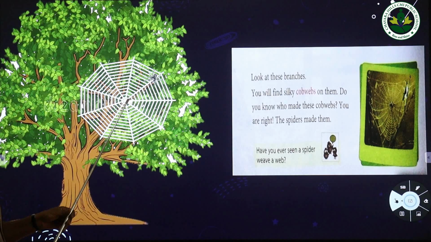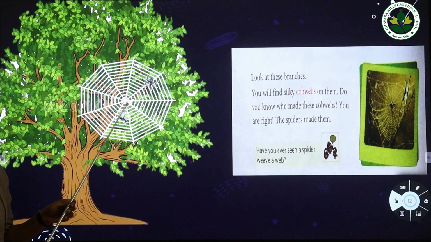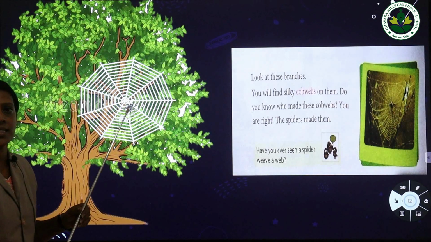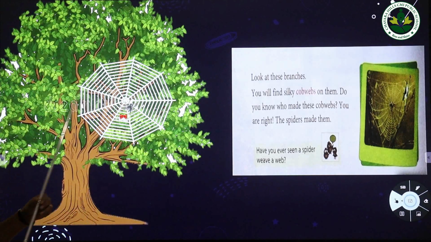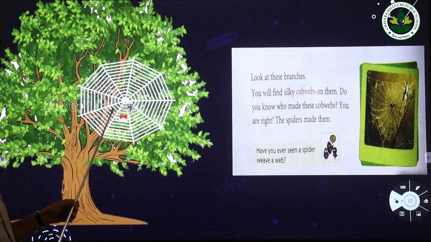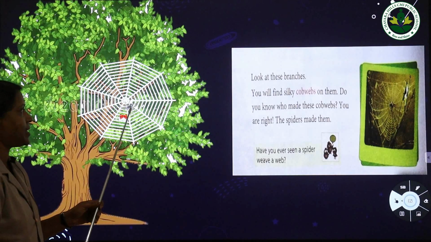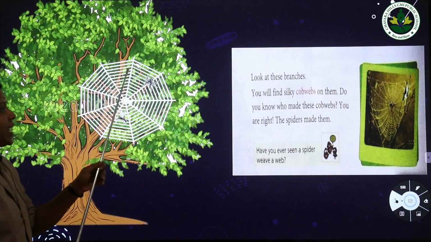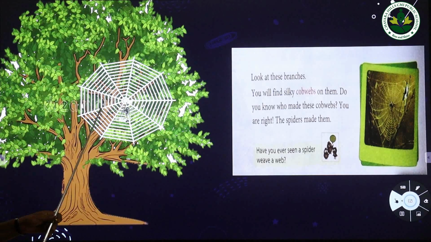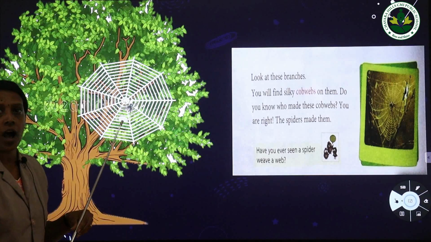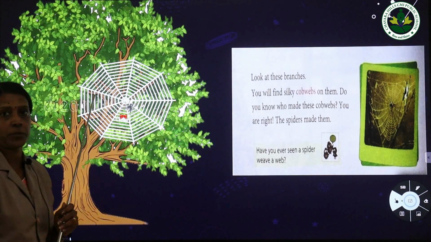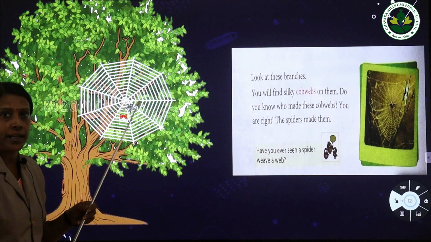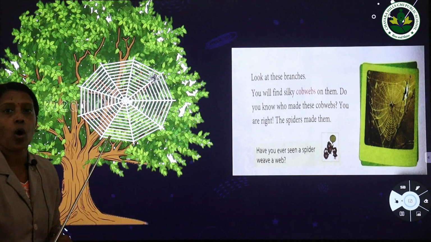Then look here. Who is here? Here we can see one more friend of our tree. Who is this? This is a spider. Can you see a spider here? Yes, we can see a spider here. Then what is this? Here we can see a net-like structure. This is the spider's house. This house is spun by our spider. This is called cobweb.